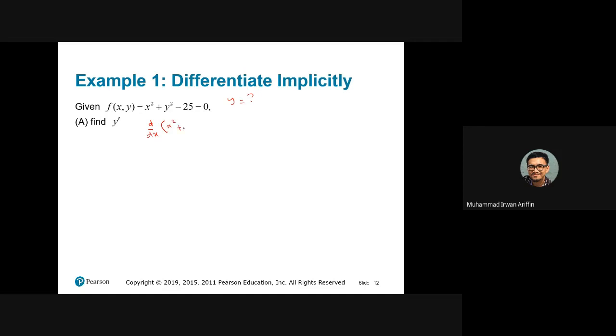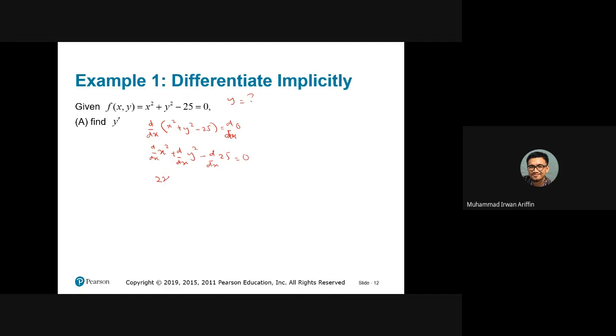x squared plus y squared minus 25. We differentiate both sides, d dx of 0. Now this one we can separate, because these are simply summation and difference. So we have d dx x squared plus d dx y squared minus d dx 25 equals d dx of 0, which is 0. What is the derivative of x squared with respect to x?